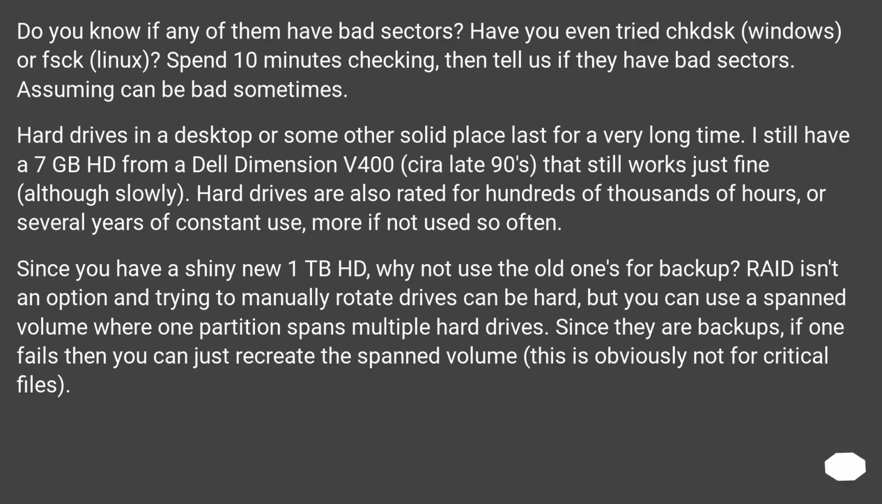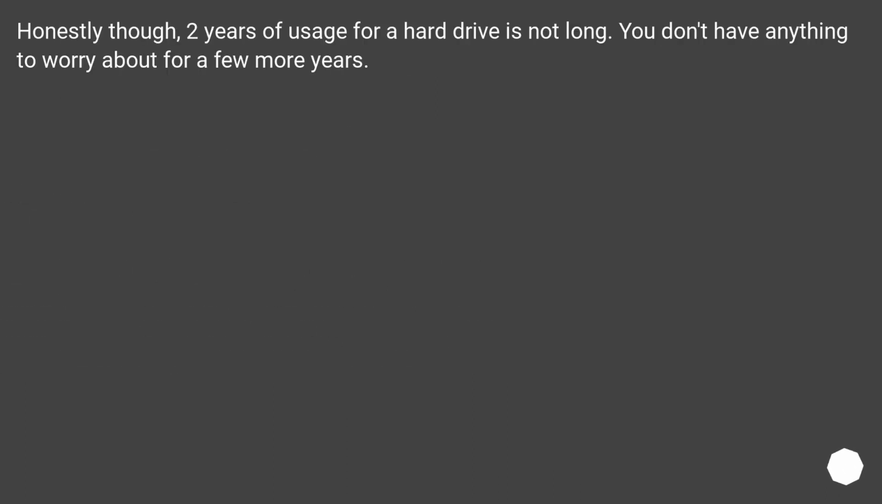Since you have a shiny new 1 TB HD, why not use the old ones for backup? RAID isn't an option and trying to manually rotate drives can be hard, but you can use a spanned volume where one partition spans multiple hard drives. Since they are backups, if one fails then you can just recreate the spanned volume. This is obviously not for critical files. Honestly though, 2 years of usage for a hard drive is not long. You don't have anything to worry about for a few more years.